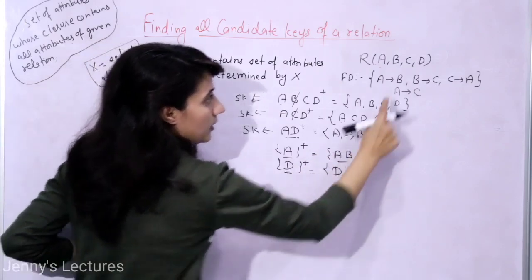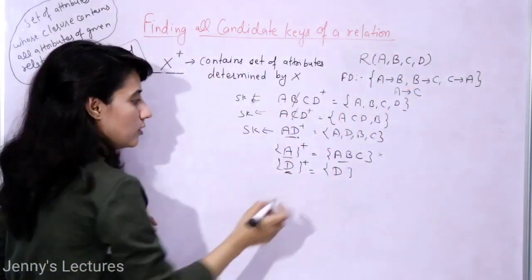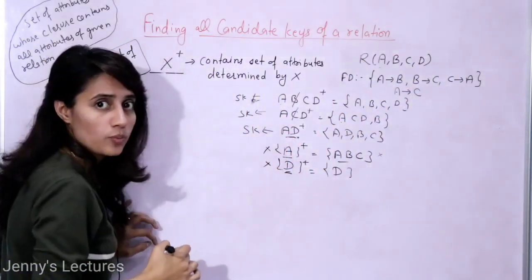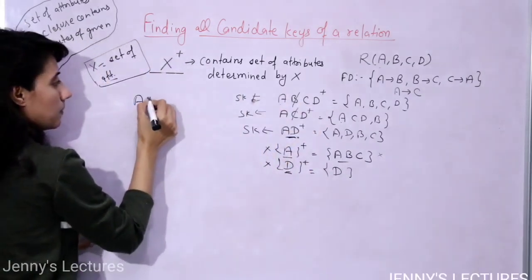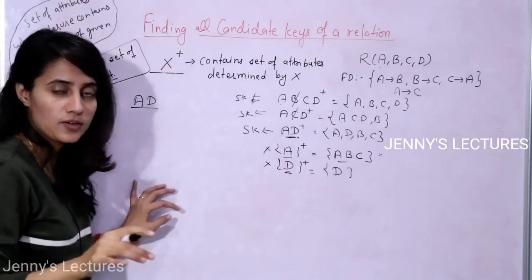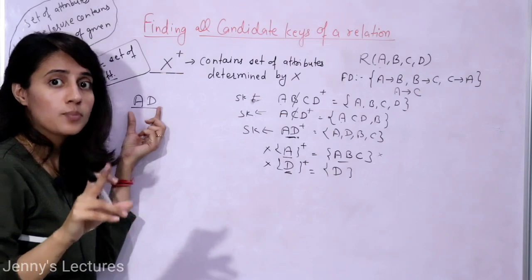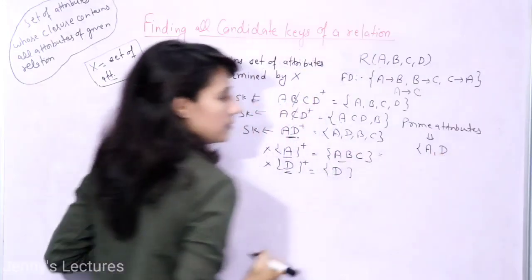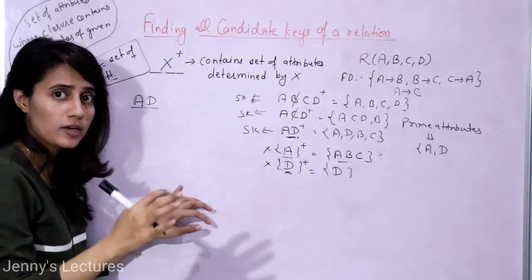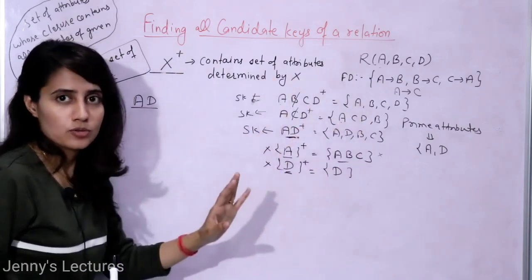Using D I can determine D. Using D I cannot determine anything else. So none of these is a super key. So now you can say that AD is a candidate key. Definitely. Now, with one candidate key, you can say the prime attributes are A and D. Prime attributes are those attributes which are part of a candidate key. So A and D are now the prime attributes.